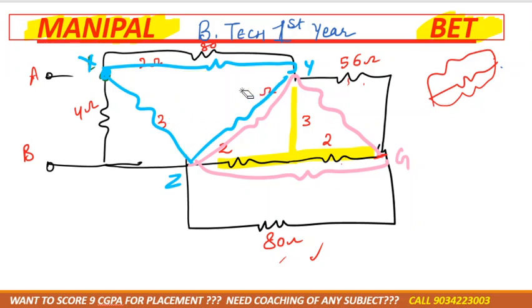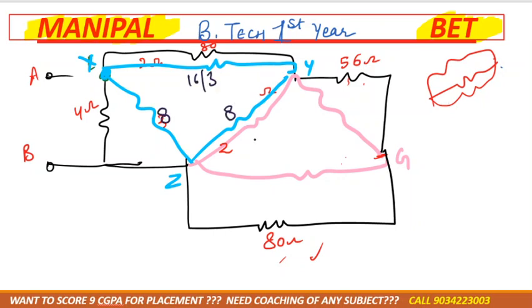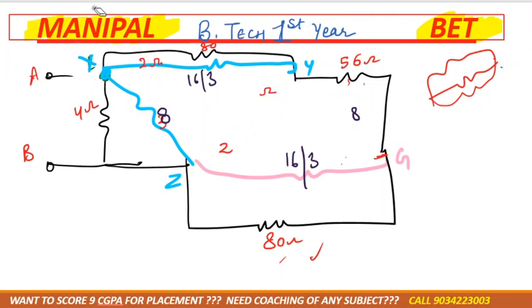We'll do it step by step, otherwise you'll get confused. If we solve it, this will be 8, 8 and 16 by 3. Again, this would be 8, 8 and 16 by 3. Now, as you can see, these two are connected in parallel, right? So eliminate it. It will become a single resistance of 4 ohm, right?